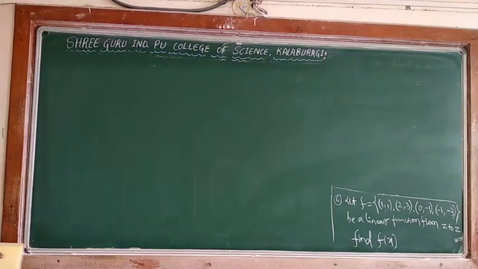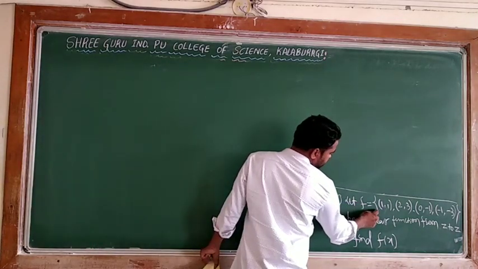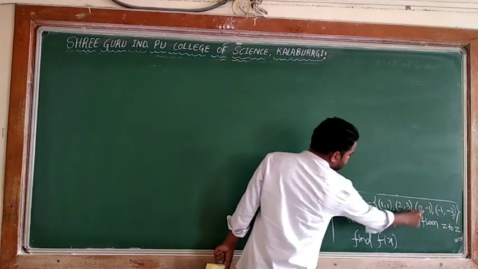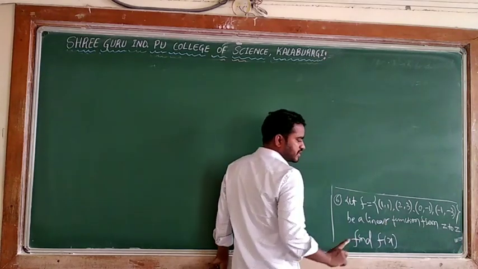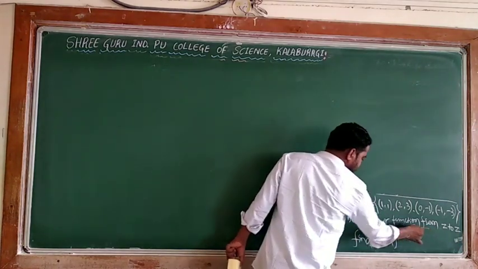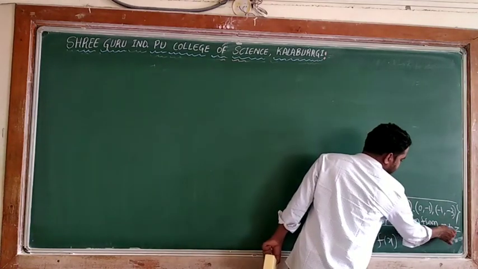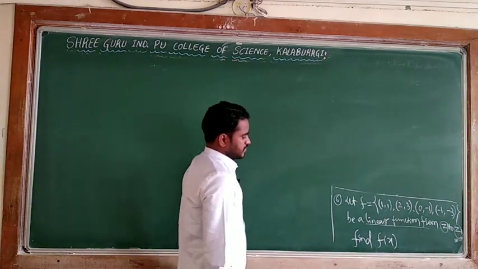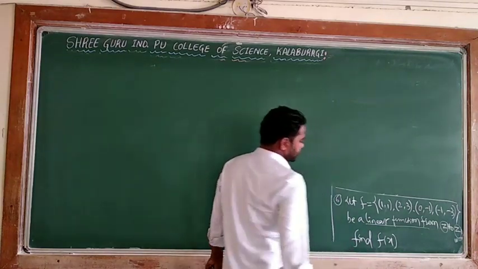Okay. Now, sixth one. What is the sixth one? Let f be a given function. It is in the form of ordered pairs: (1, 1), (2, 3), (0, minus 1), (minus 1, minus 3). Be a linear function. Which function is it? Linear function from integer to integer. Z is nothing but integer. Integer to integer means it is defined from Z to Z. Find f of x.